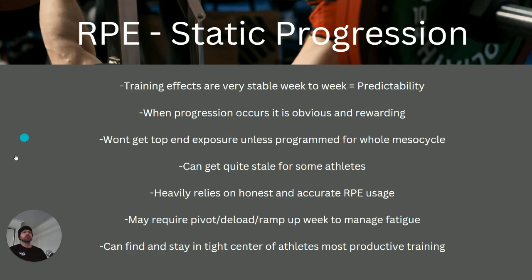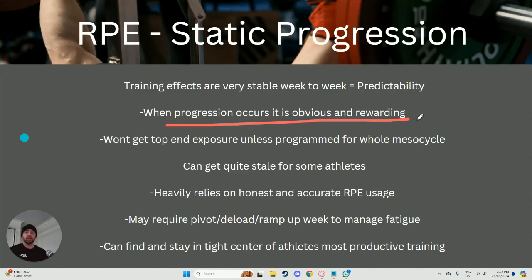When progression occurs, it is obvious and rewarding. So let's use an example. Let's say you're benching at a 7 RPE, you're benching 100 kilograms for 10 reps. You continue to progress for 6 weeks. By the end of the 6 weeks, you're benching 107 kilograms for 10 reps, and it's still at the same RPE, it's just a 7.